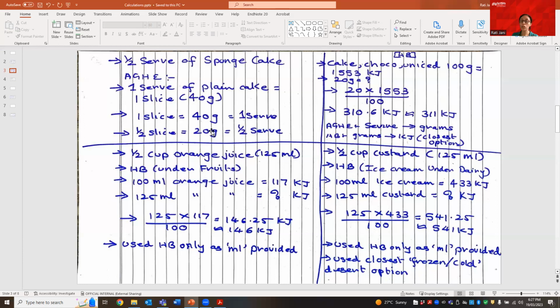Okay. So now kilojoule finding becomes easier. I know this is 20 grams. I go to the handbook. This is what I do because this makes my calculation precise.